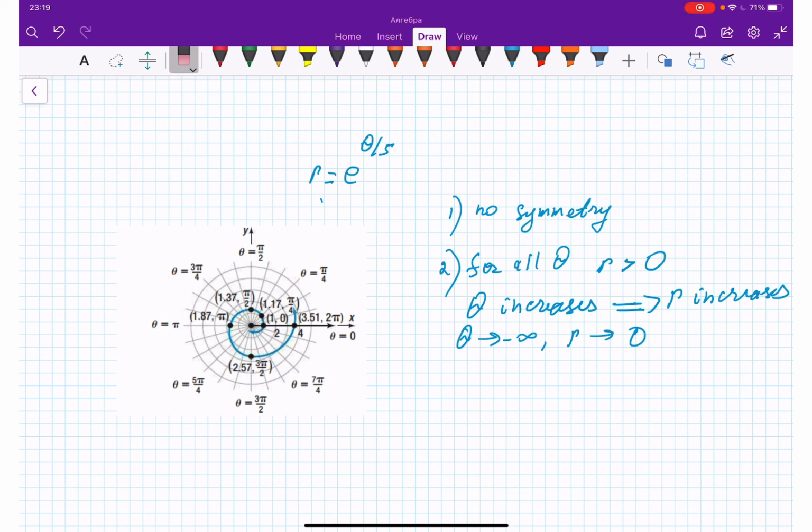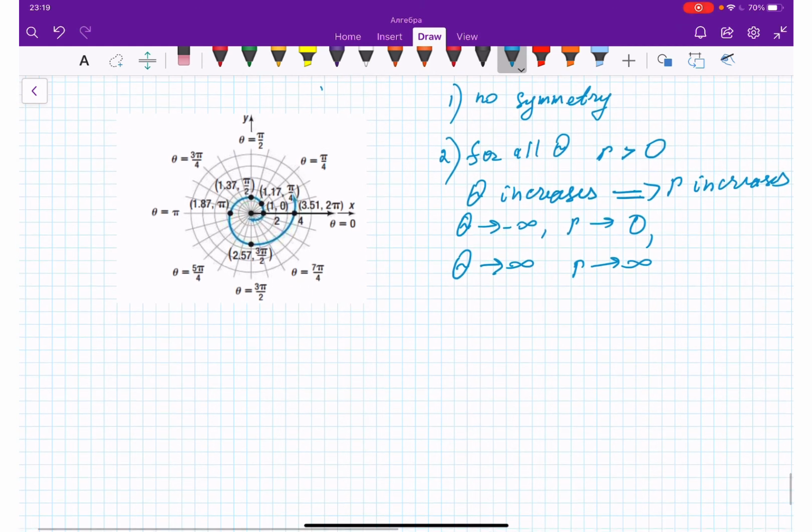What else do we have here? What else can we say? And as theta approaches positive infinity, r approaches positive infinity as well, because e to the power infinity is infinity, therefore r is also infinity. Okay, so next, with the help of a calculator, we can build the table.